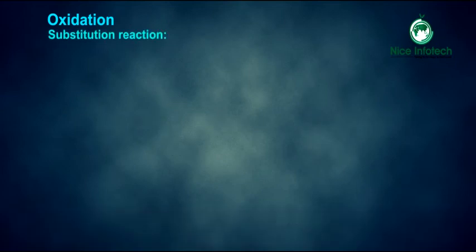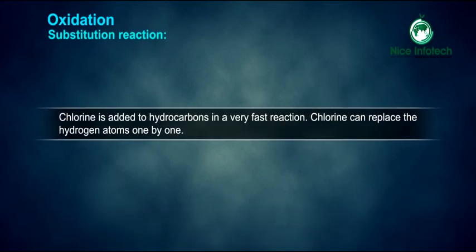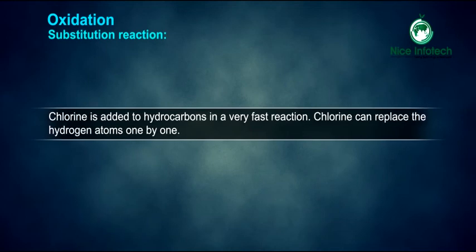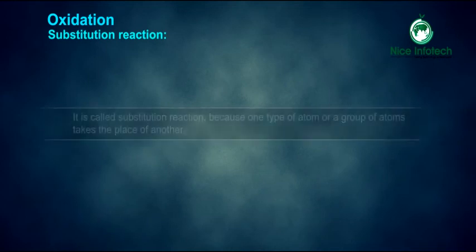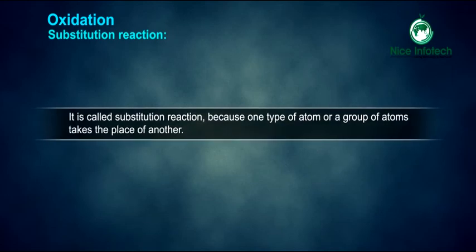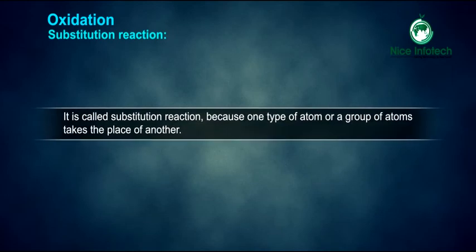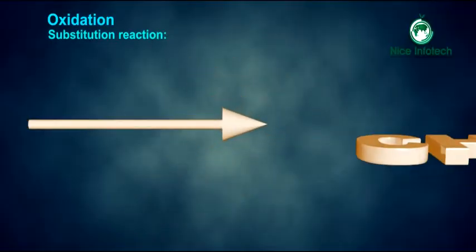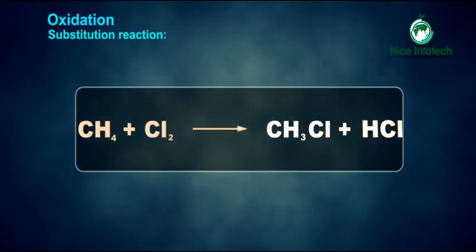Substitution reaction. Chlorine is added to hydrocarbons in a very fast reaction. Chlorine can replace the hydrogen atoms one by one. It is called a substitution reaction because one type of atom or a group of atoms takes the place of another. CH4 plus Cl2 in the presence of light gives methyl chloride plus HCl.